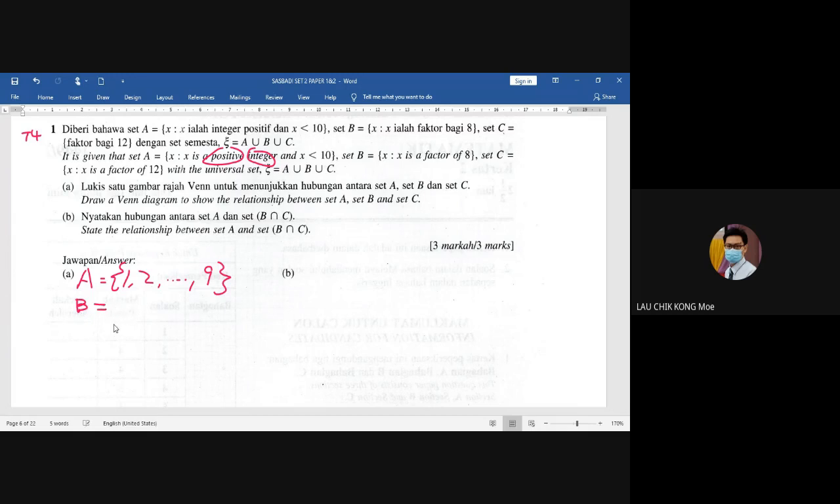And then the set B is a factor of 8. Factor of 8 is 1, 2, 4, 8. And then set C is a factor of 12: 1, 2, 3, 4, 6, 12. This is a factor of 12. Okay, draw a Venn diagram to show the relationship.